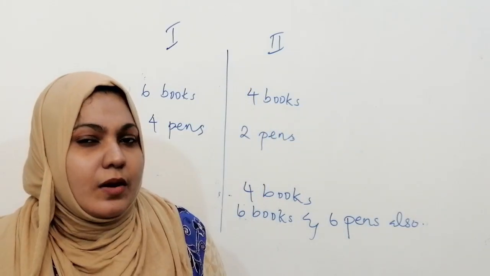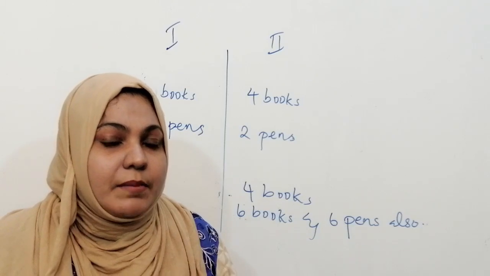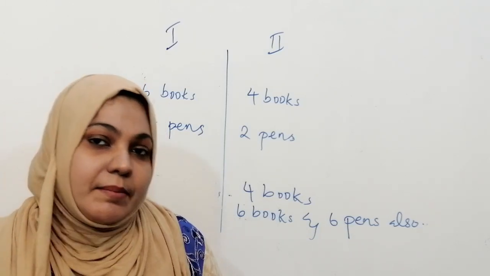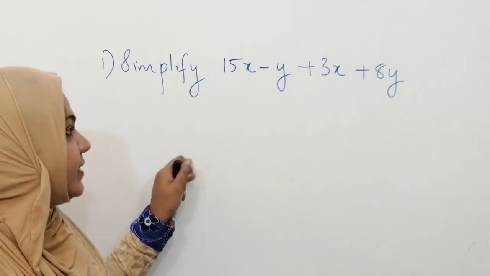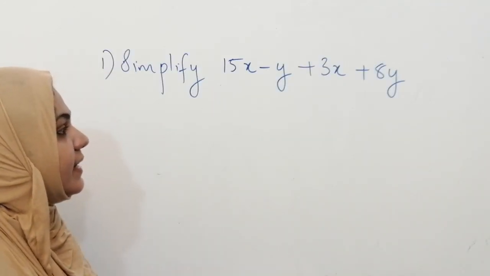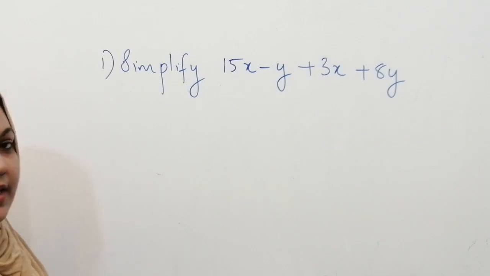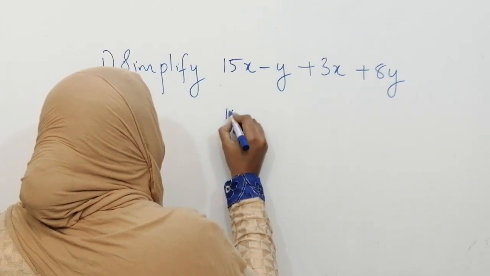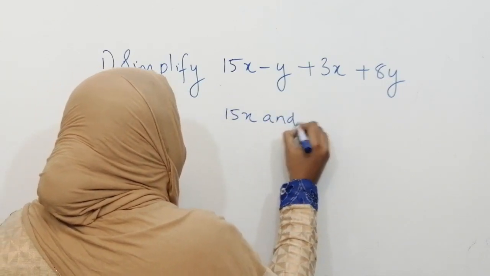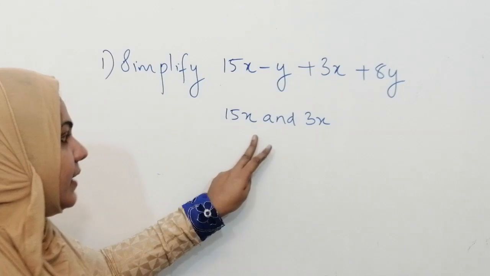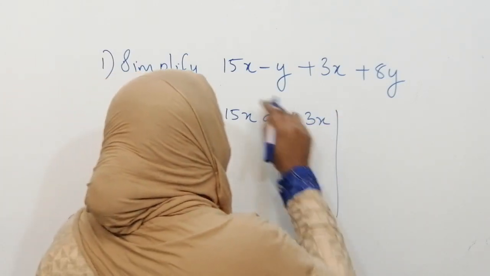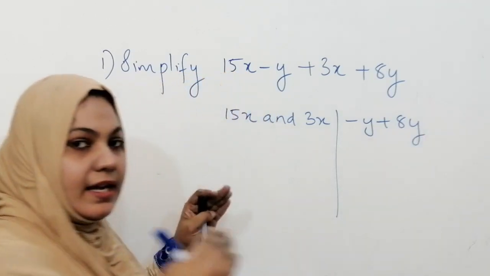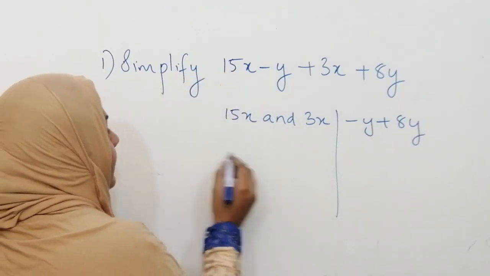Similarly with algebra, we can only add or subtract the same kind of objects, with the same variables and the same power. So let's try with some examples. Our first question is 15x minus y plus 3x plus 8y. First we can write the like terms. Here you can see 15x and 3x are like terms and another like terms are minus y and plus 8y. So we can combine these expressions together.